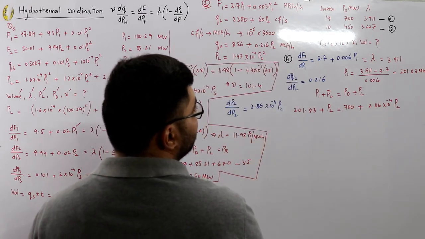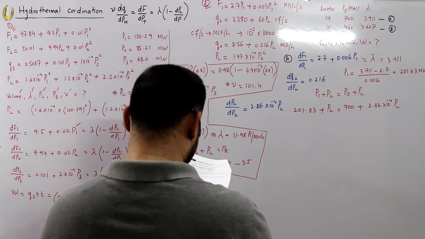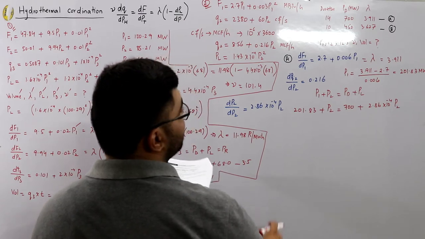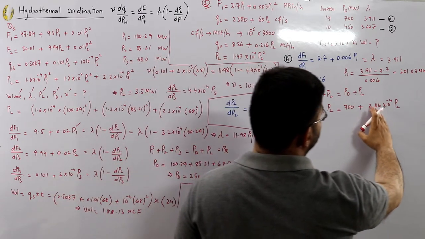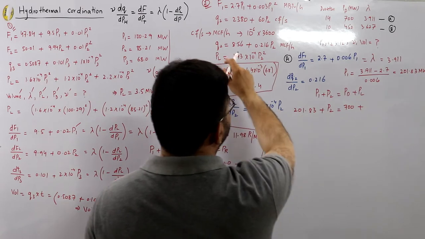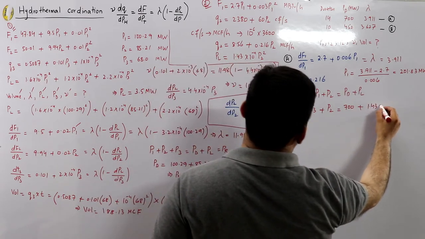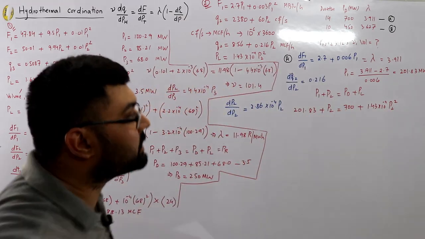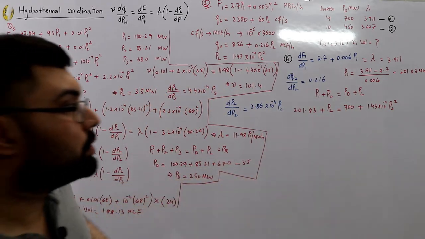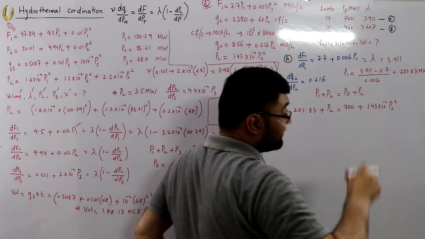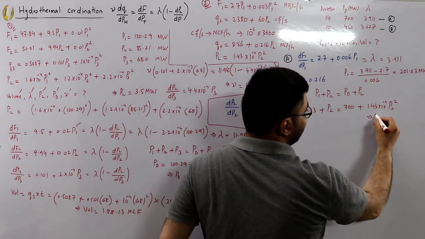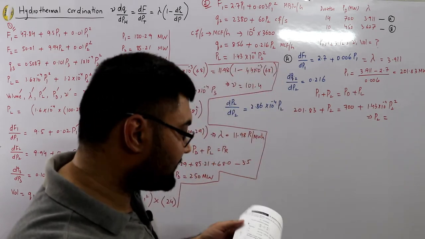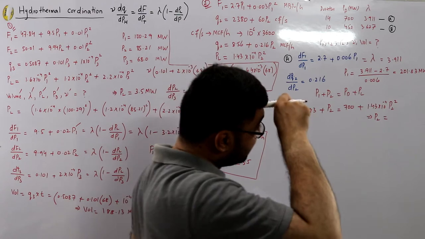Do I have a square to it? Well, no. You have to put the power loss directly, not the derivative of the power loss. So this one, 1.43 into 10 to the negative 4 P2 squared. So have a look, you've got a quadratic equation only in terms of P2, which means you can solve it for yourself. So P2 comes out to be 539.84.